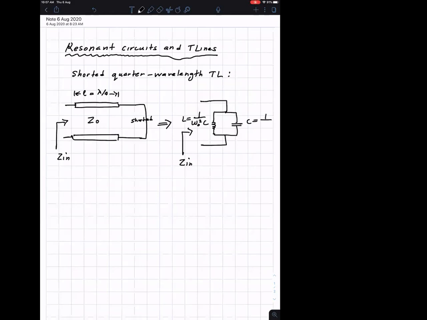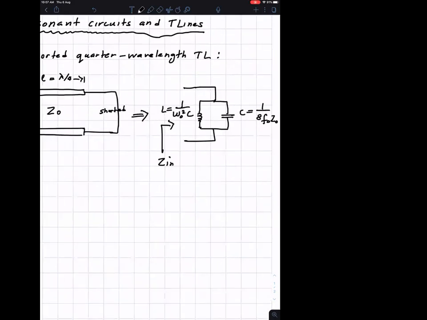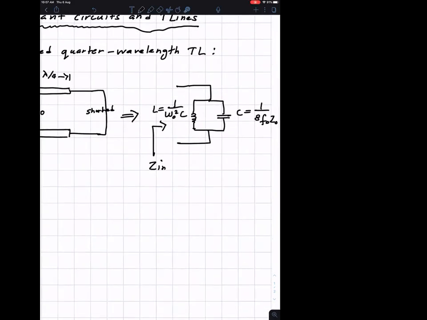1 over 8 F naught Z naught. F naught is the frequency of operation. Z naught is the characteristic impedance. In this formula, you'll find the capacitance first, 1 over 8 F naught Z naught.